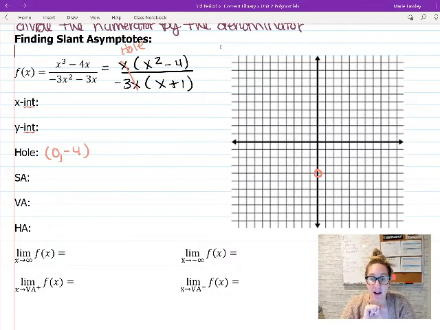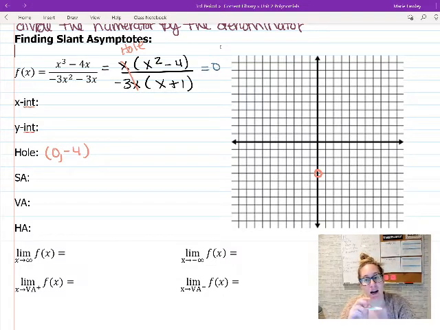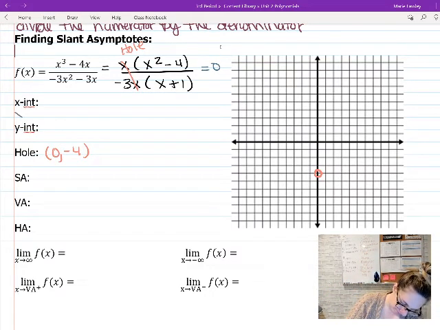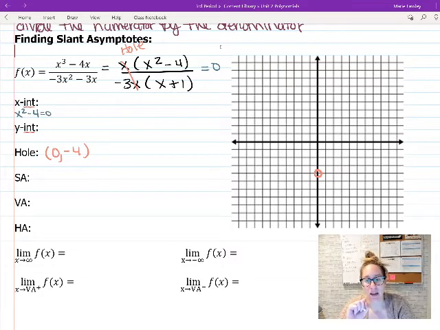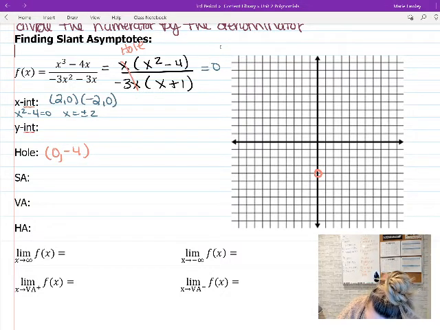Next I'm going to figure out my x-intercepts. For the x-intercepts, I'm going to plug a 0 in for y and solve for x. So I basically set that equal to 0. Multiply both sides by x plus 1, it just becomes 0. So I end up with x squared minus 4 equals 0. Then I solve for x, and I get x equals plus or minus 2. So the x-intercepts are 2 comma 0 and negative 2 comma 0.